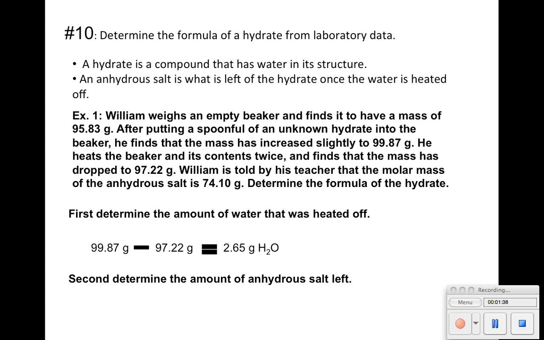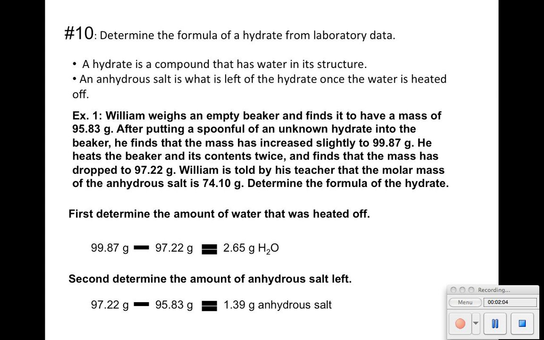The second thing you need to do is determine the amount of the anhydrous salt left. Just the salt, not with the beaker. So we're going to take the 97.22 grams, which is the anhydrous salt plus the beaker, and subtract out the empty beaker, which is 95.83 grams. When we do that, we get a mass of 1.39 grams of the anhydrous salt. So what are we going to do with those numbers? Well, this is a multi-step problem, so let's continue.